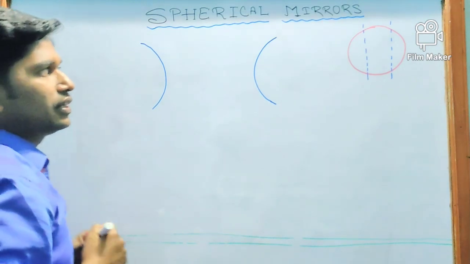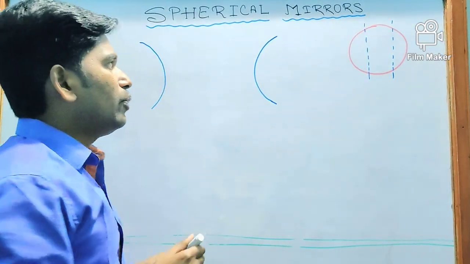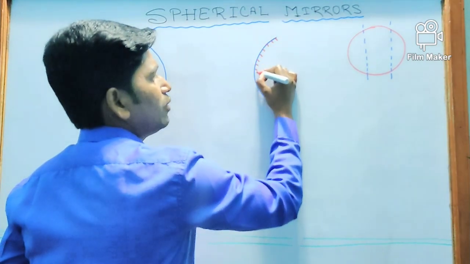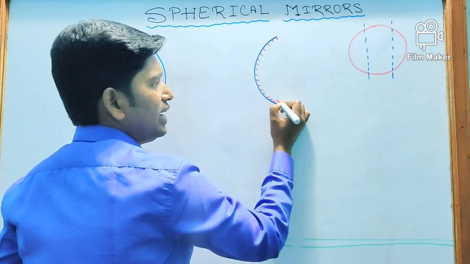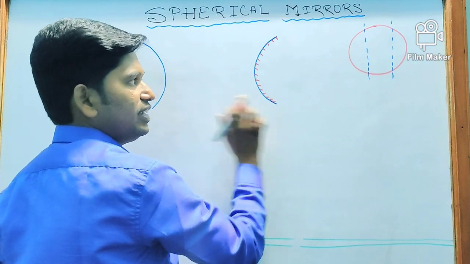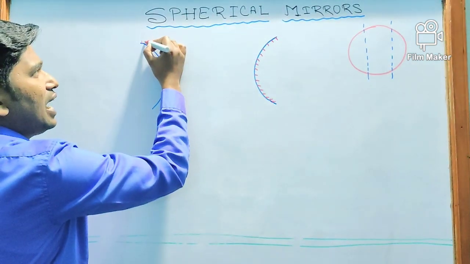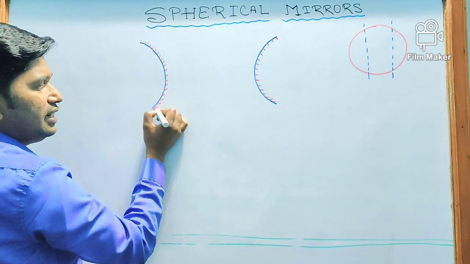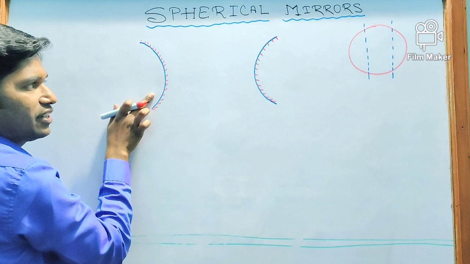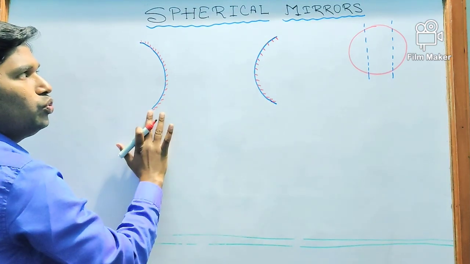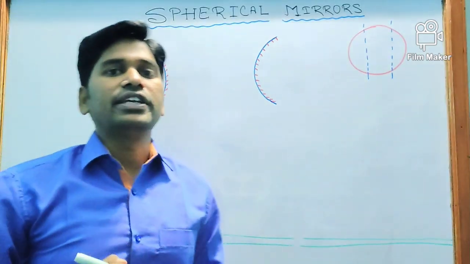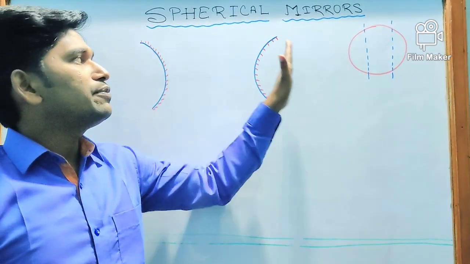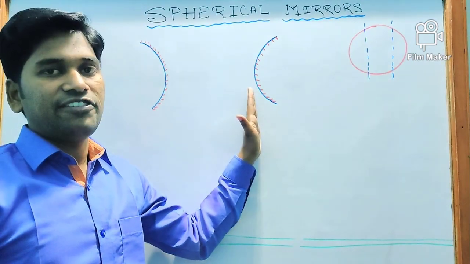Two parts. Then suppose one side of this is silvered. Then the other side will become the reflecting surface. If this outer part is silvered, then the other side, the inner part, will become the reflecting surface. And these two are known as spherical mirrors. A spherical mirror, as I said, is a spherical reflecting surface.